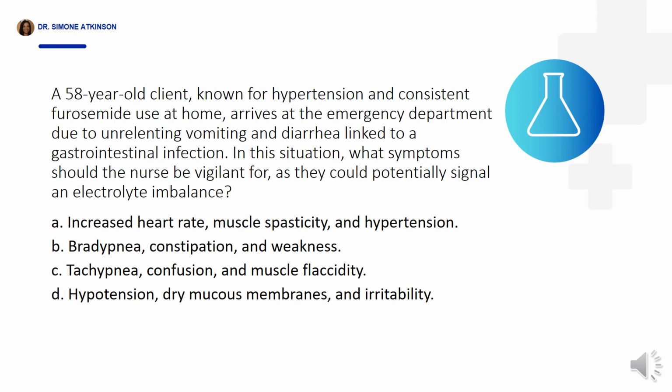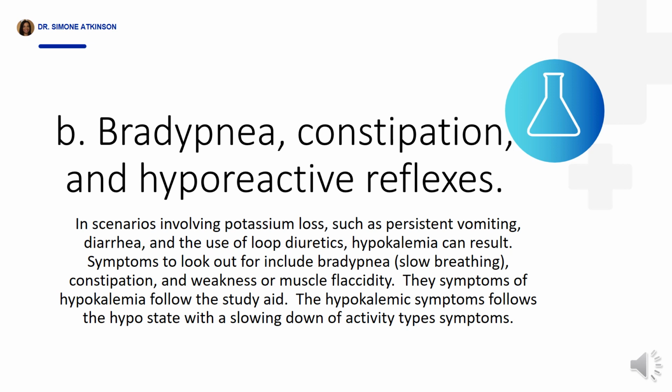And we are comfortable with our choice B for the answer. And answer B is correct. We would see bradypnea, constipation, and hyporeactive reflexes. So in scenarios involving potassium loss, such as persistent vomiting, diarrhea, and the use of loop diuretics, hypokalemia can result. And symptoms to look out for include bradypnea or slowed breathing, constipation, weakness, or muscle flaccidity. So the symptoms of hypokalemia are following the study aid, and the hypokalemic symptoms follows the hypo state with a slowing down of the activity types and the symptoms that we saw.